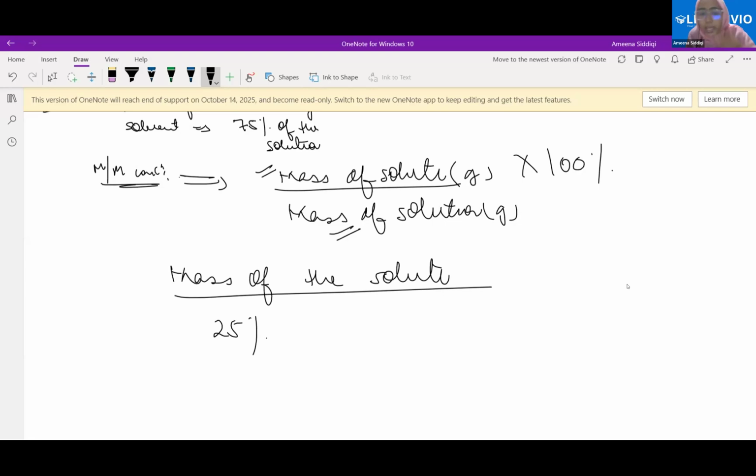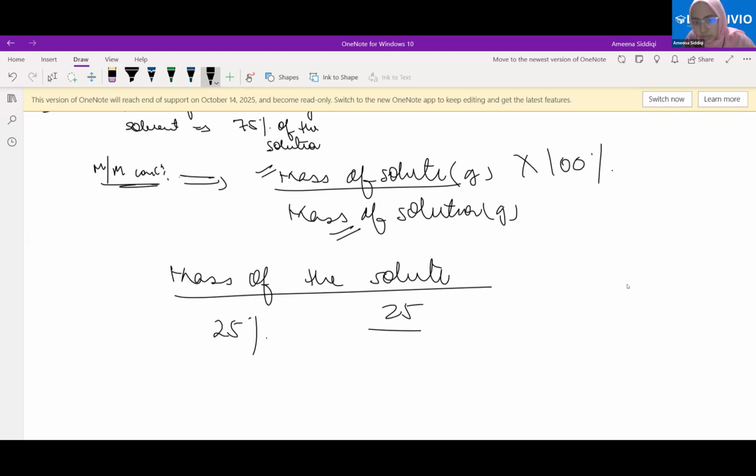Yes or no? What's your response? Now, 25% of what? What is the total mass of the solution? See, mass of solute plus mass of solvent will give you the mass of the solution, right? The total mass here is 120 grams. Out of that 120 grams, 25% is of the solute. Do you understand? Out of the total mass of the solution, 25% is of the solute.